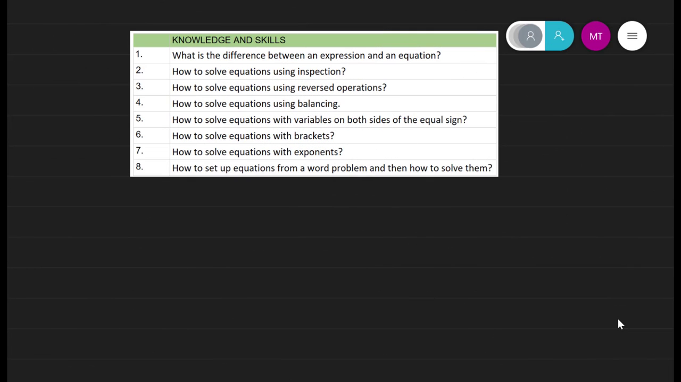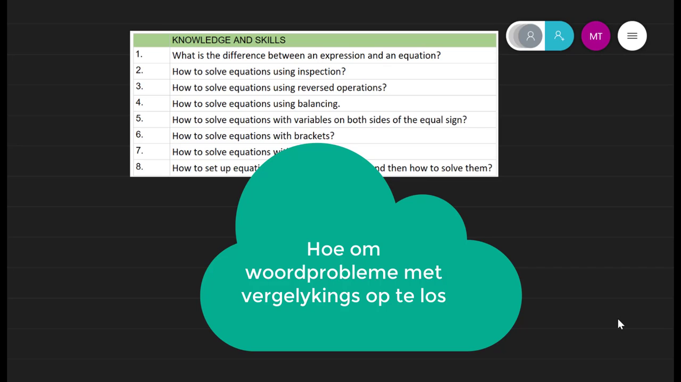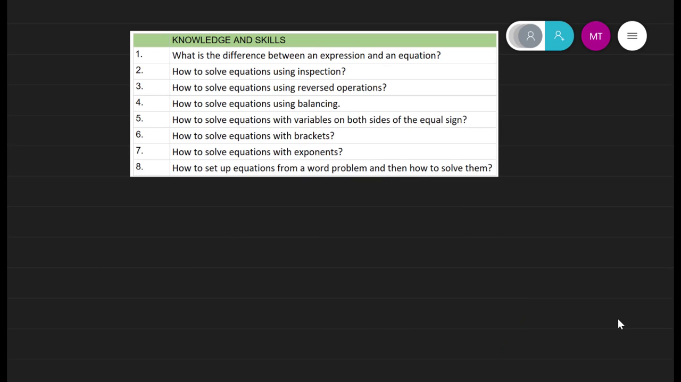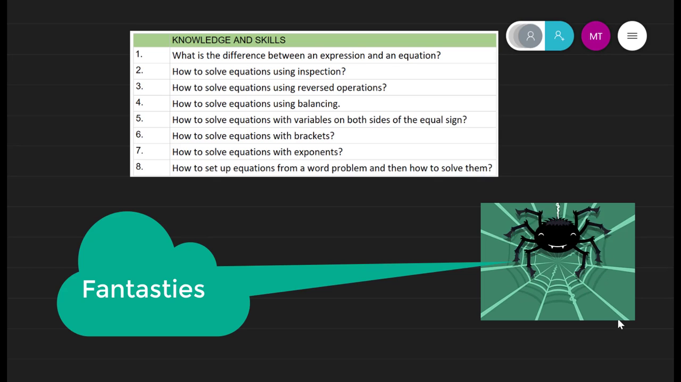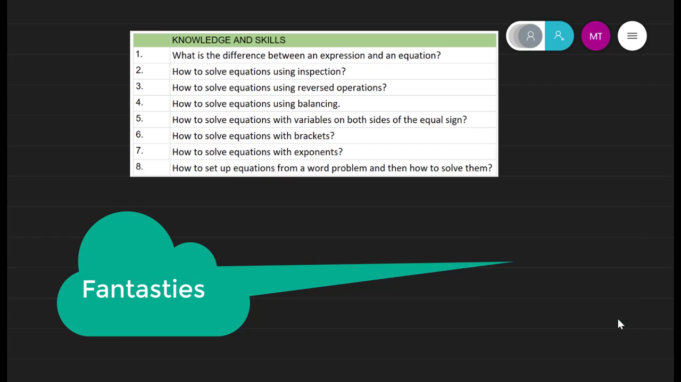Welcome grade 8s. In this section we are going to study how to solve word problems using algebraic equations. You know those nasty word problems that some of you don't like? Well, if you follow and work through this set of lessons, you are going to learn a new strategy on how to solve word problems.